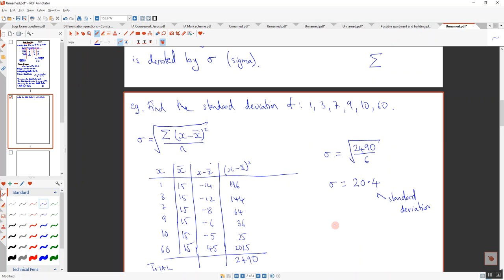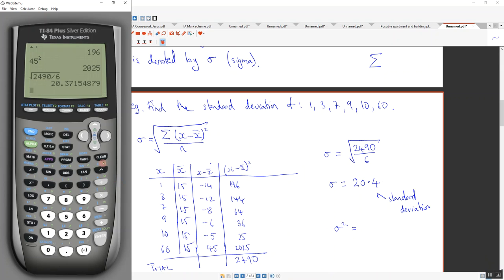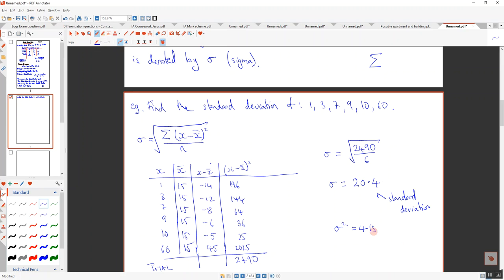Now the variance, we said, is the standard deviation squared. So this is how we write the variance. It's just sigma squared, which is 415. So that is our variance. Is that okay? Nicholas, is that okay?